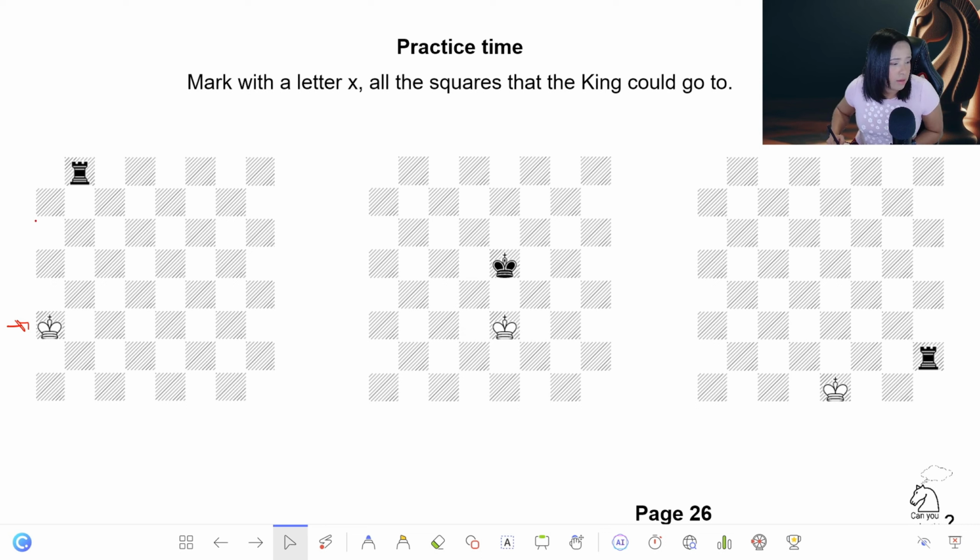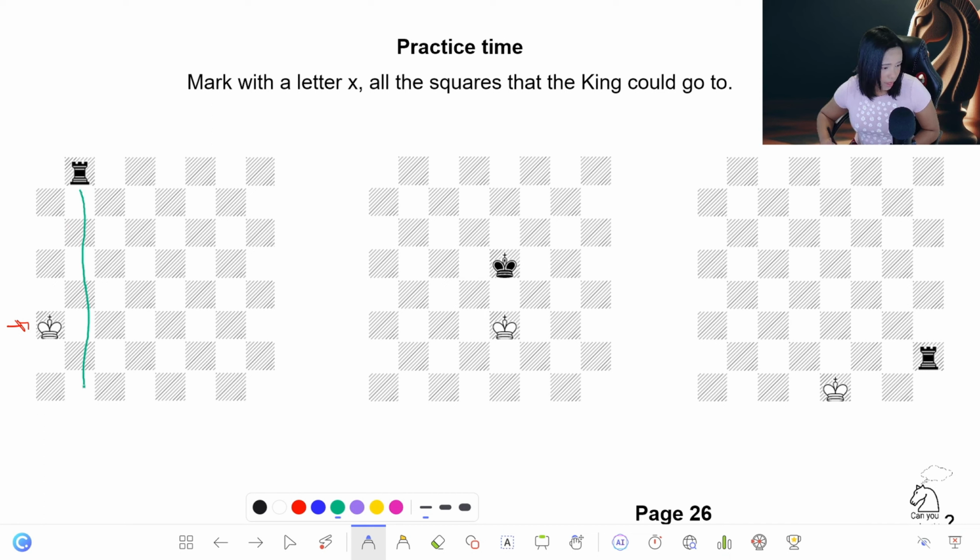Now, let's see here. If you notice, the king is right here, and this black rook is covering this file here. So that means that the king cannot go on any of those squares, on any of these three squares. Because remember, it can only move one square at a time.